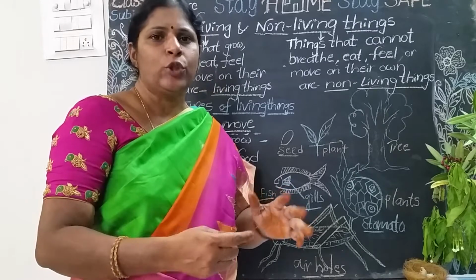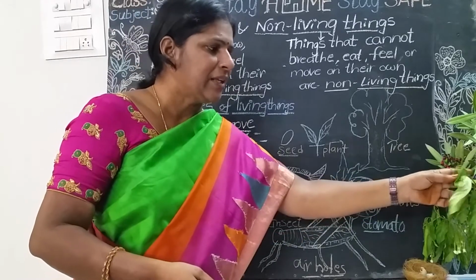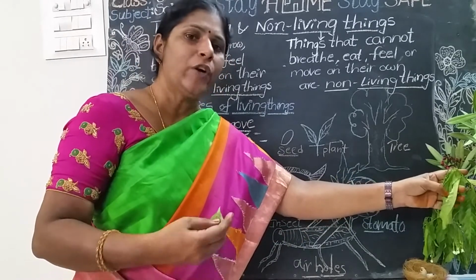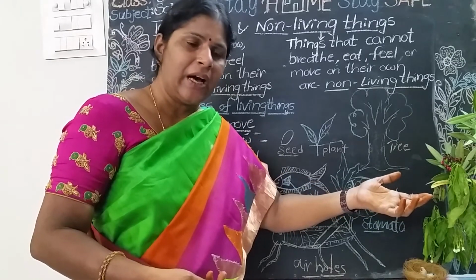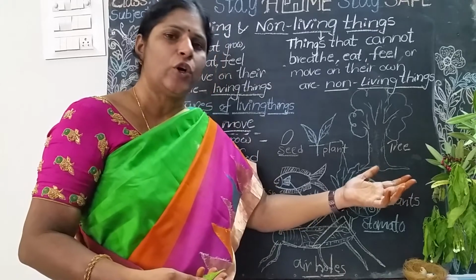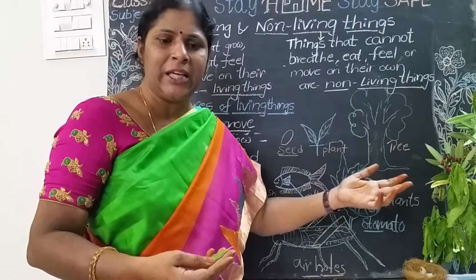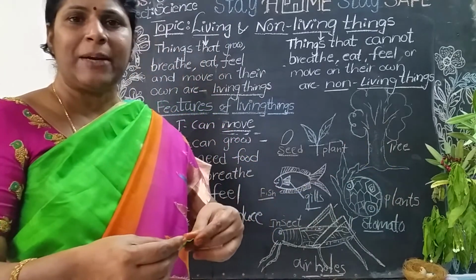After a few days, those plants' leaves may wither like this. Why? Because without air, leaves may wither. Okay, is it clear? All green plants also need oxygen for breathing. But where is it present?